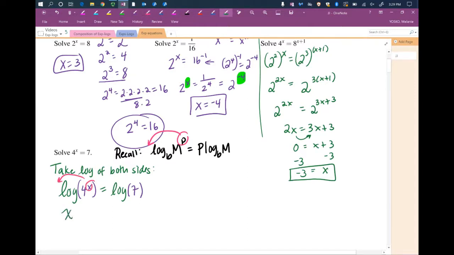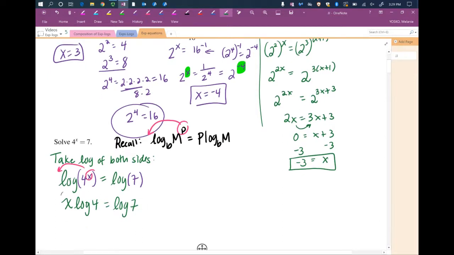So I'm going to get x times log 4 equals log 7. Now be very careful here. This is a product. This is x times log 4. Okay, now let's compare this to a problem we know how to solve. You may be thinking, I don't know what to do there. I don't like logs. I'm scared of them. So there's nothing to be scared of. Where it says easy, easy, easy. We're going to compare it to something we already know how to do.